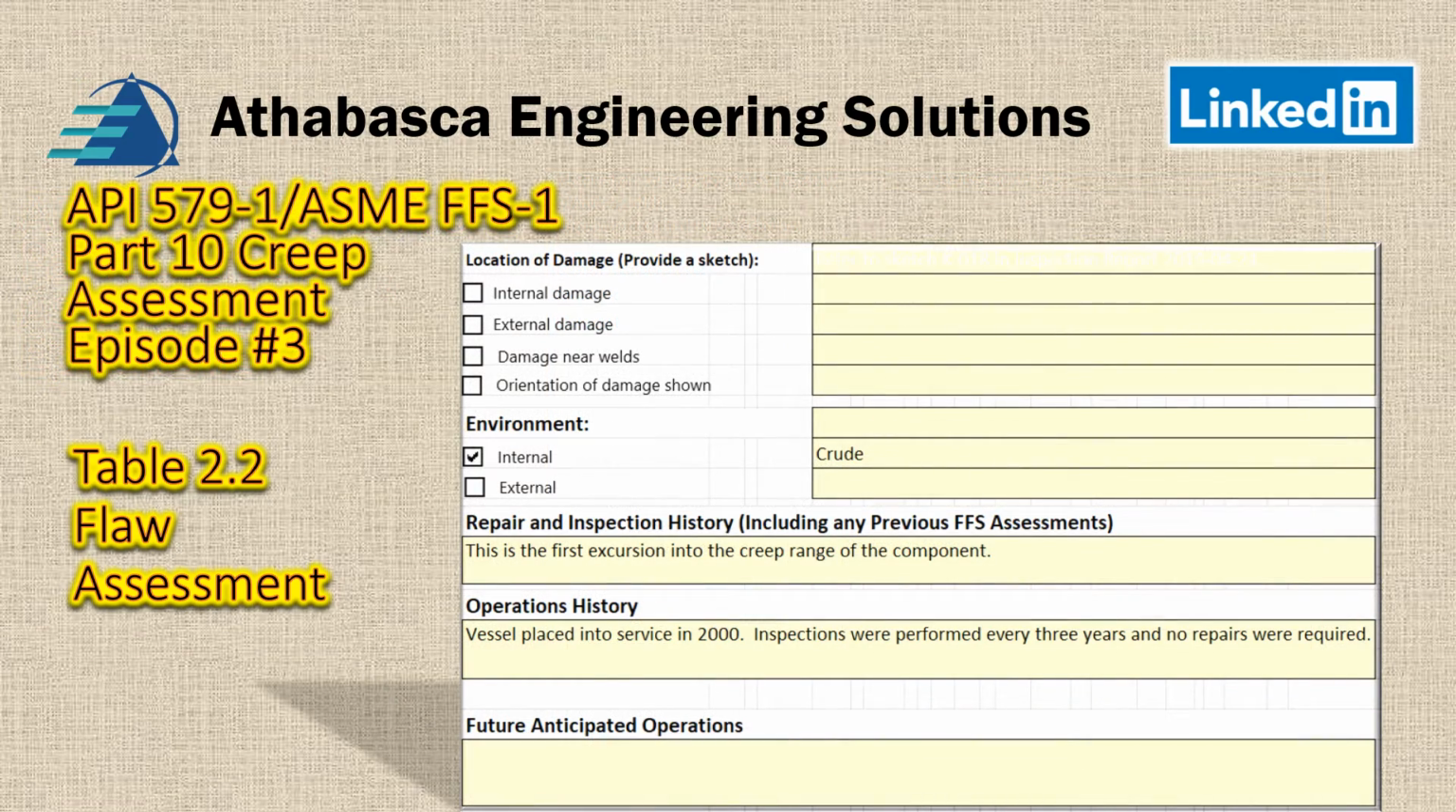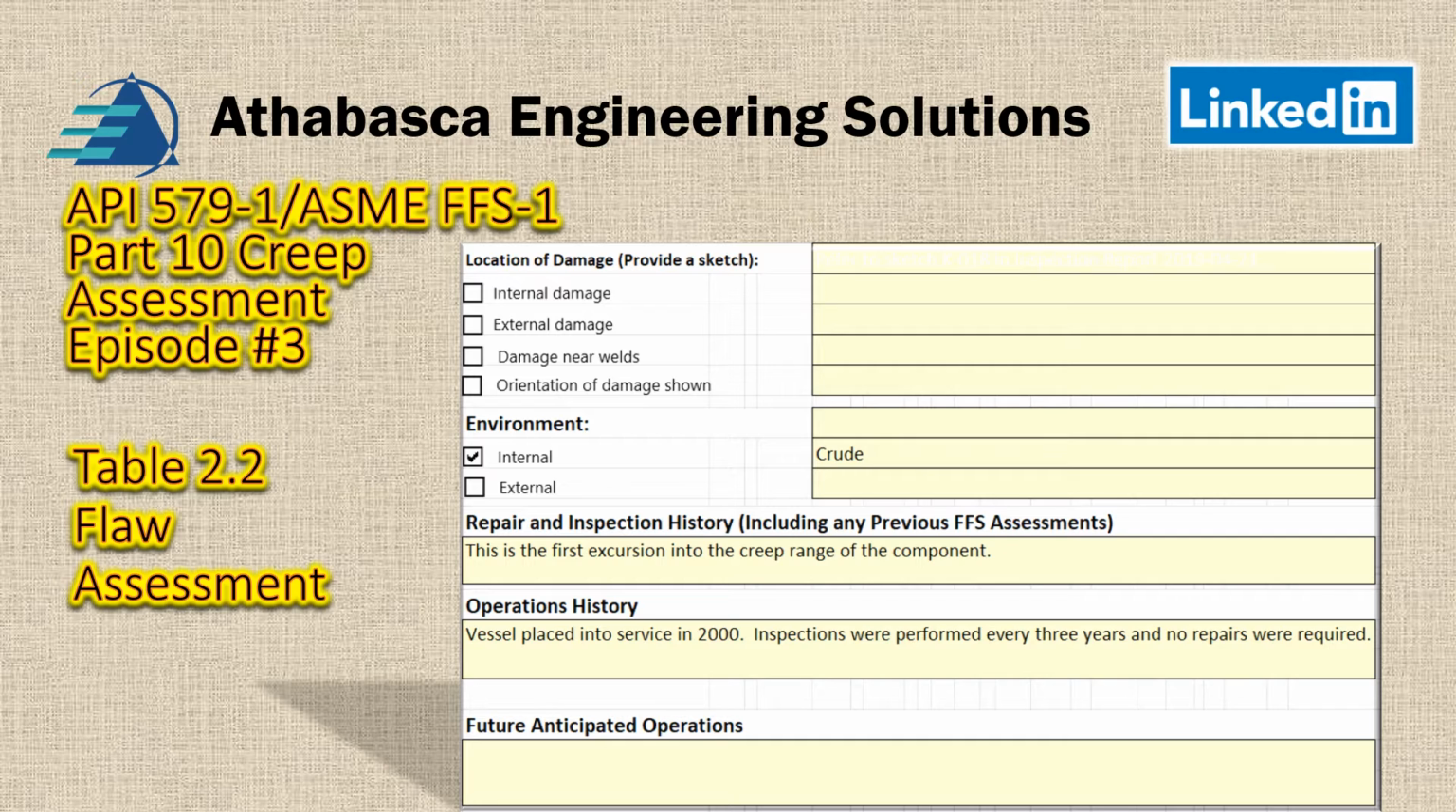In table 2.2 is the location of damage, whether it was internal or external. The damage was near flaws and orientation, and usually this is provided with detailed sketches. In this case, we don't have those elements, but this is something that would be typical in a report. Another one is the environment. Well, internally it's crude.